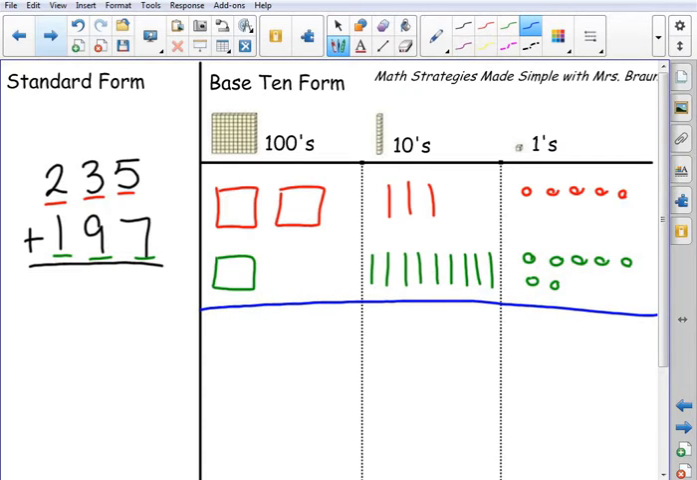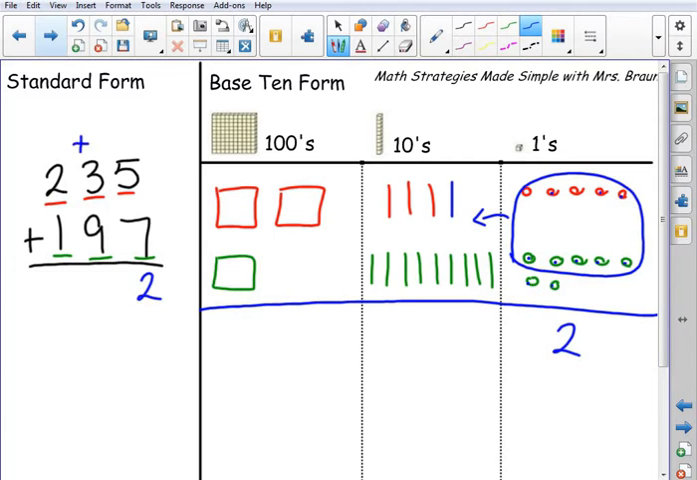Starting in the ones place, I have 1, 2, 3, 4, 5, 6, 7, 8, 9, 10, 11, 12. Again, I have more than 9, and so I'm going to have to regroup. So I'm going to take 10 of those ones. I'm just going to change the way they look. I'm not changing the value, but I'm going to turn them into 1 ten, which leaves me with 2 ones.